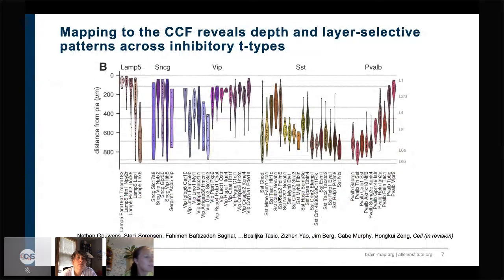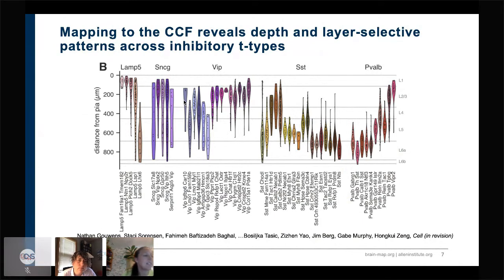Mapping all patch-seq neurons to the common coordinate framework, or the CCF, we revealed additional insights about transcriptomic types, namely that their somas have very specific depth and layer distribution patterns, suggesting that this is an important variable in defining transcriptomic types. LAMP5 cells and VIP cells tend to either be located superficially or span the full depth of the cortex, like this SNCG subclass.